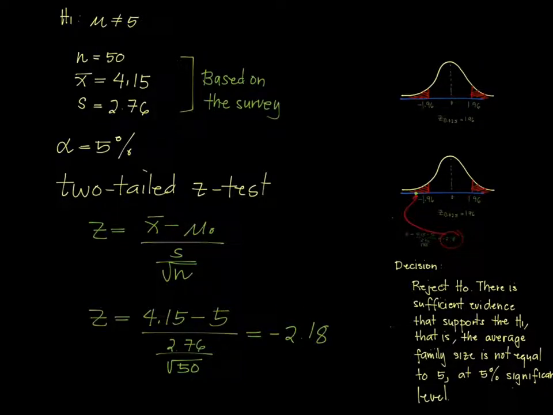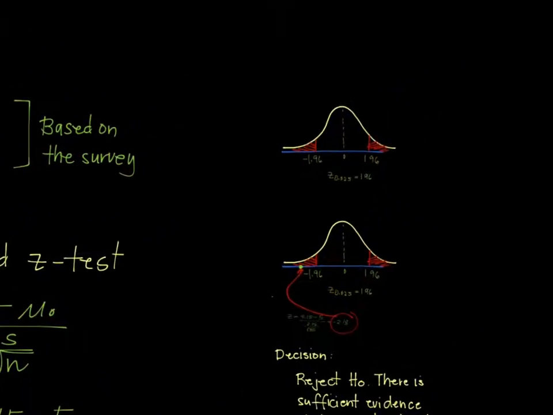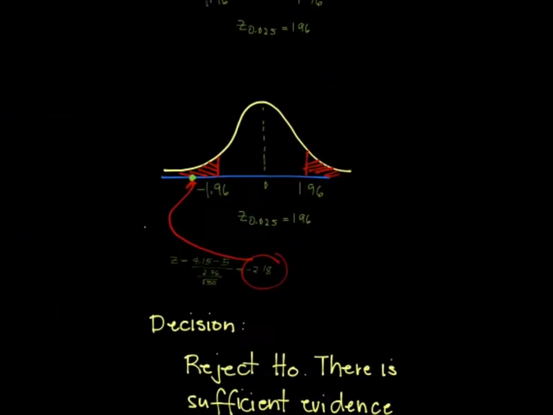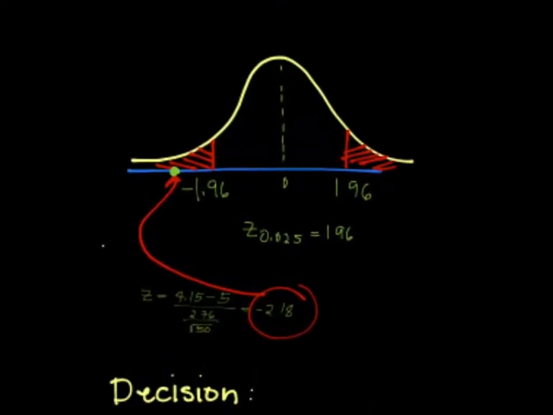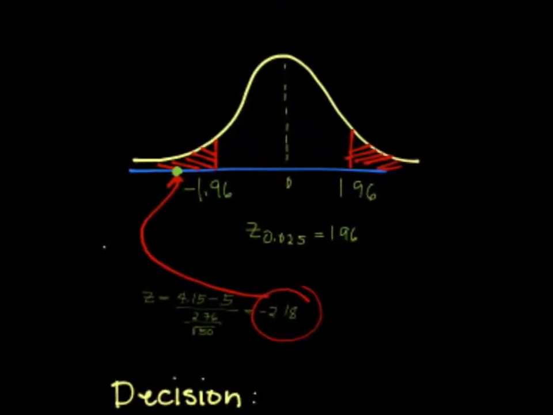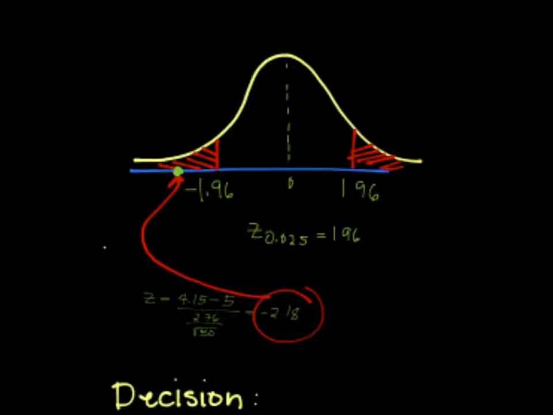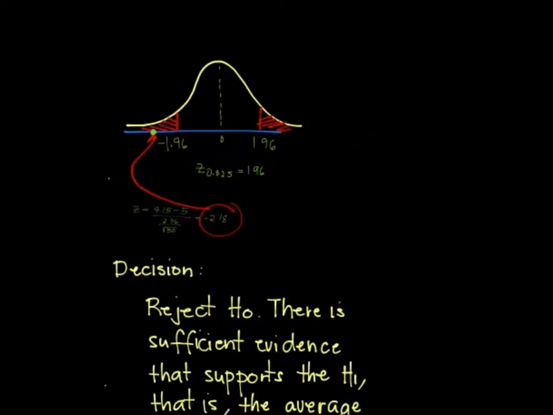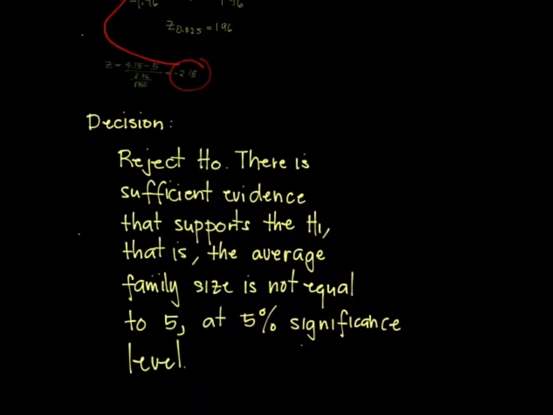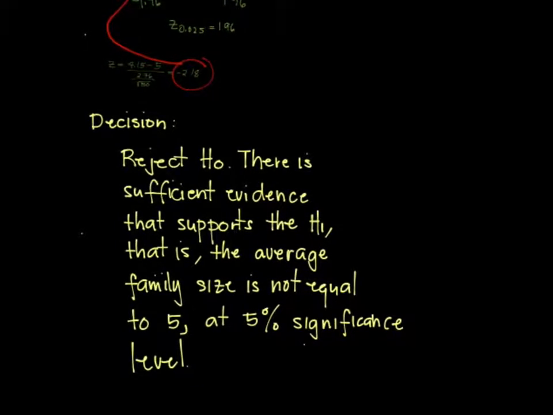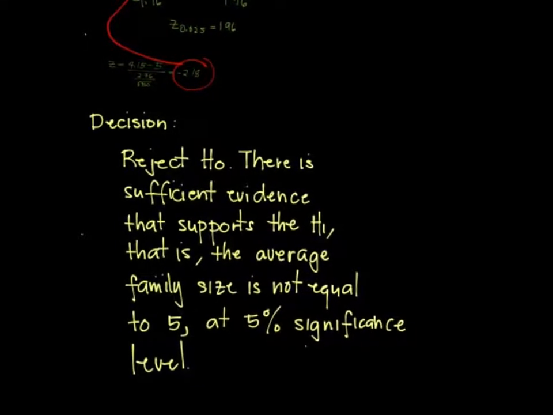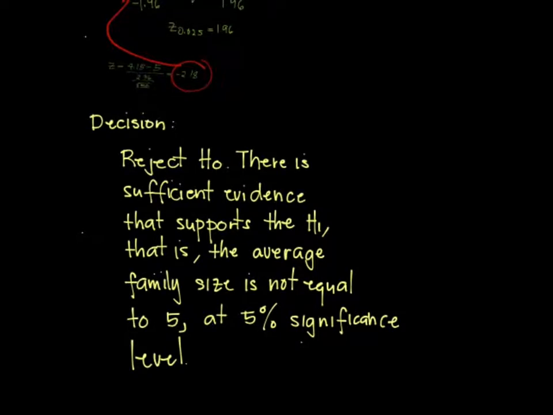Now based on our diagram, let's say that you have followed the steps, you check the value that you obtained, negative 2.18, and it fell into the area of rejection. So that means the decision is to reject the null hypothesis, and there is sufficient evidence that supports the alternative hypothesis, that the average family size is no longer equal to 5, and this is at the 5% significance level.